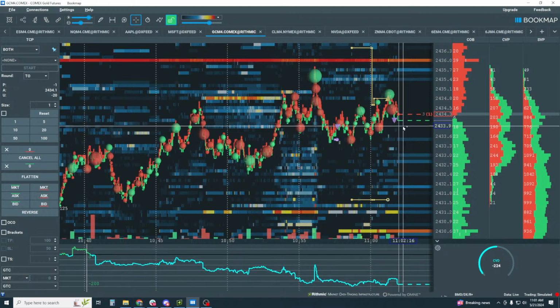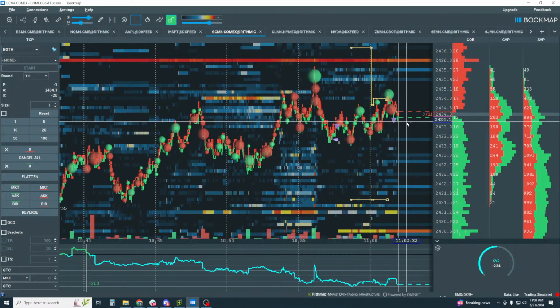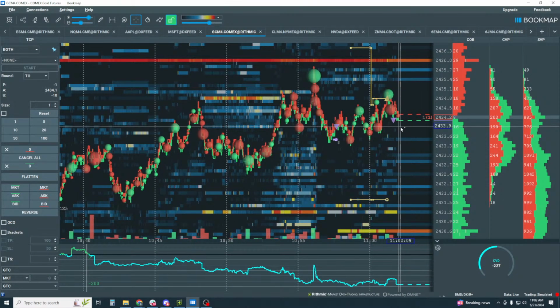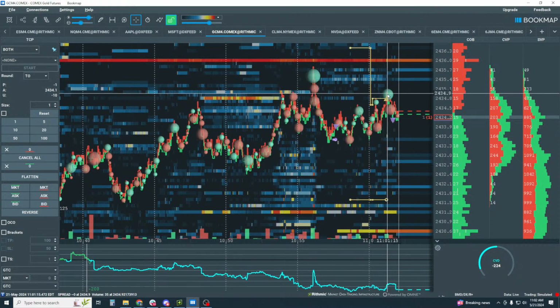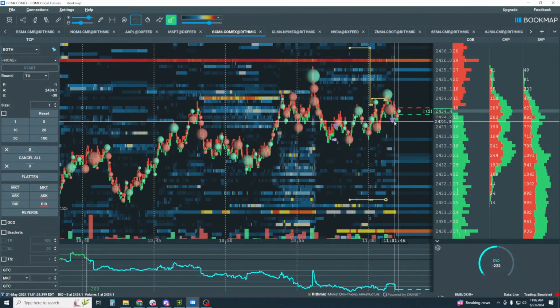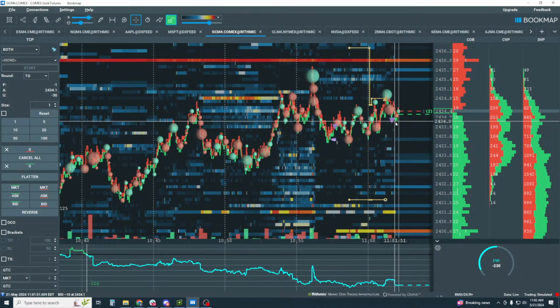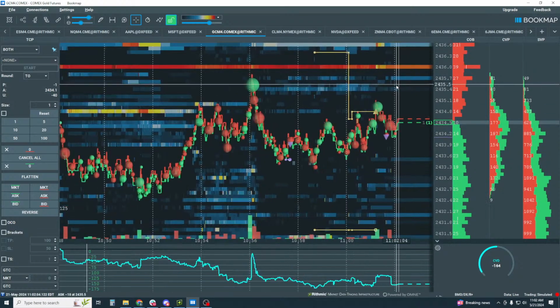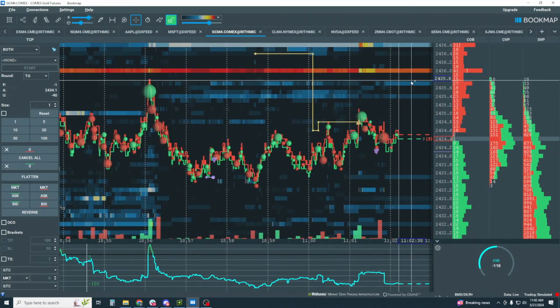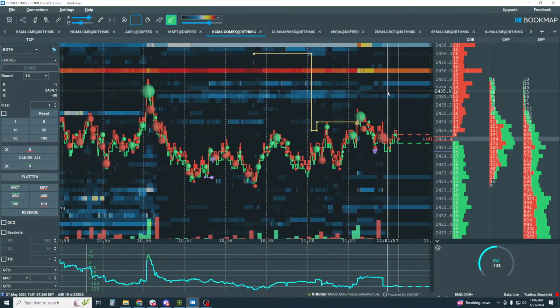Right, now this is do or die here. This is where we have to have sellers come in and move this. We had the move to the upside. Now we need to see the sellers come in and commit. Okay, if they don't, we're just going to take a small loss here.